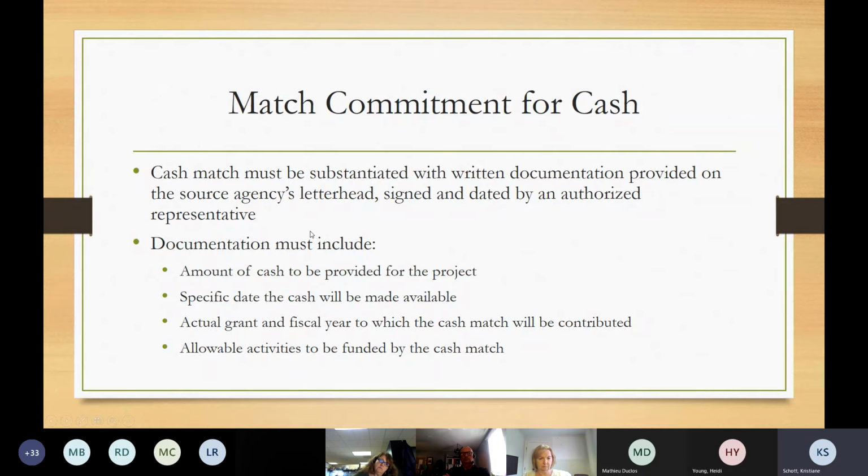So for cash match, it must be documented on a letter, which BHS has provided templates for to all of the subrecipient agencies. This letter must include the amount of cash to be provided for the project, the specific date the cash will be made available, what the actual grant and fiscal year is that this will be contributed to, and what allowable activities this funding will be utilized for.